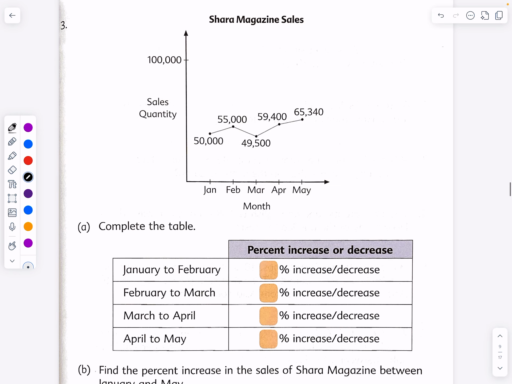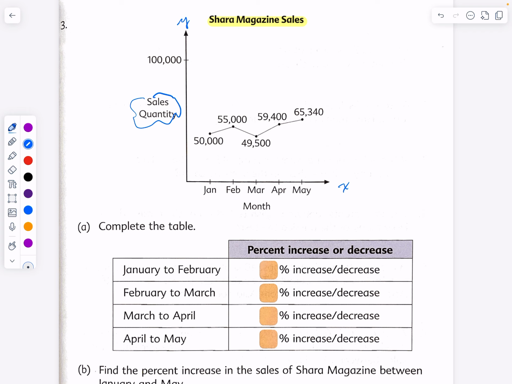Now let's take a look at problem number 3. Shara magazine sales. Remember I said a lot of these problems will be backed by data, whether it's arranged in a table or a bar graph. And right here we have a small line plot. Let's analyze the line plot. What do we have on the y-axis? We have the sales of magazines, right? This is Shara magazine sales. And what do we have on the x-axis? We have the timeline, the months of the year, January, February, March, April, May.